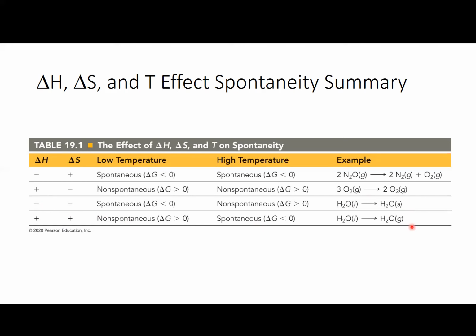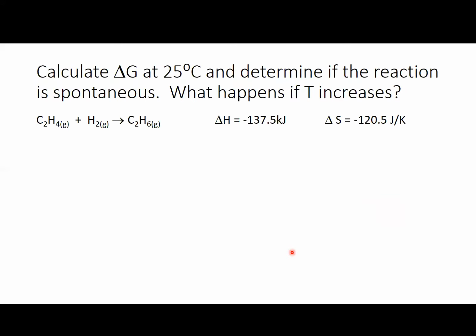The cool thing about this particular equation, delta G is equal to delta H minus T delta S, is it does give us that temperature dependence. So let's look at this process here. We've got a delta G that we'd like to calculate at 25 degrees, and we want to determine if this is spontaneous and what happens if the temperature increases. So I've got this molecule here, C2H4. It's going to absorb 2 more hydrogens and become C2H6.